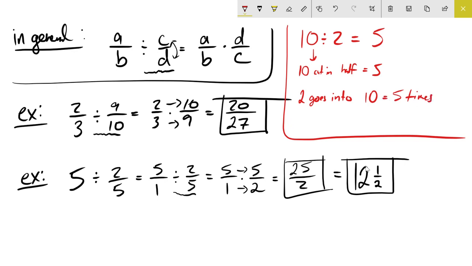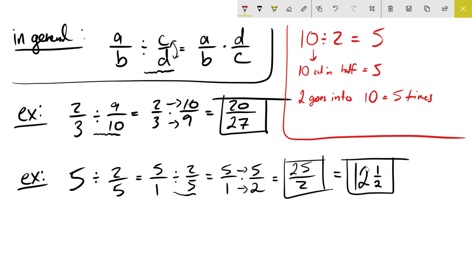Right? Yeah? So are you saying that 2 fifths goes into 5 12.5 times? Exactly. That's why, because this doesn't make any sense. You're cutting 5 in 2 fifths. That doesn't make a lot of sense intuitively. Like up there, 10 divided by 2, cutting in half, that makes sense.